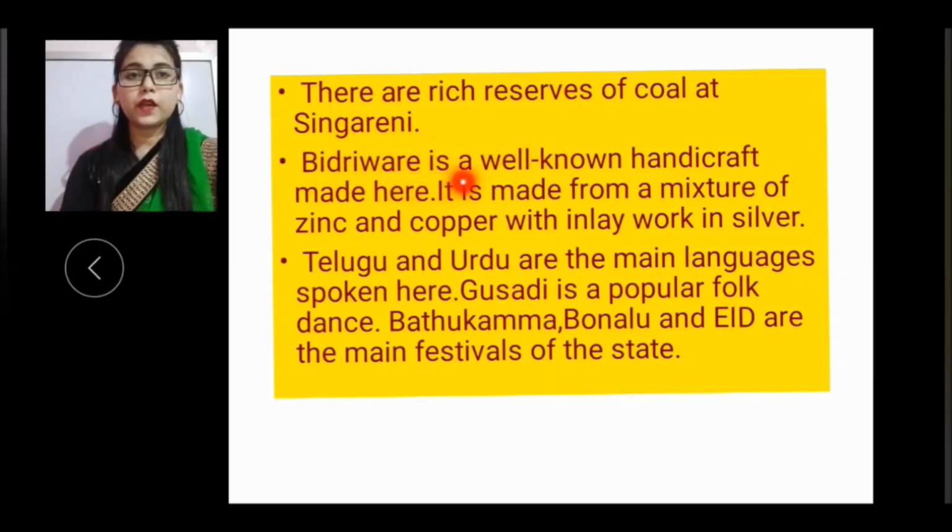Here, bidriware is a well-known handicraft made here. It is made from a mixture of zinc and copper with inlay work in silver. Telugu and Urdu are the main languages spoken here. Gussadi is a popular folk dance. Here, Bathukamma, Bonalu and Eid are the main festivals of the state.